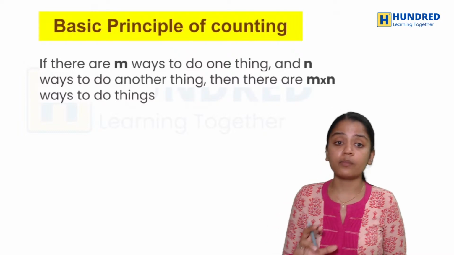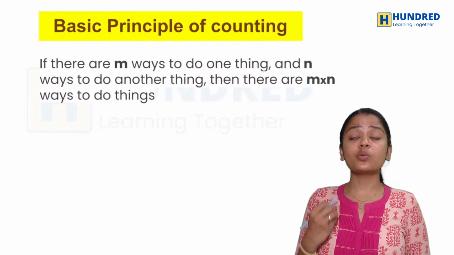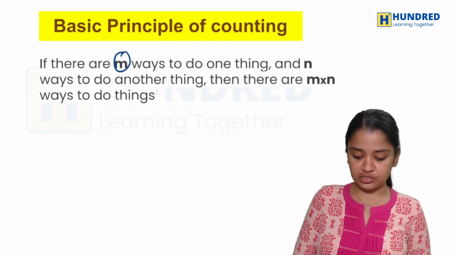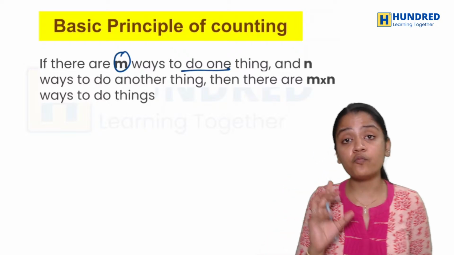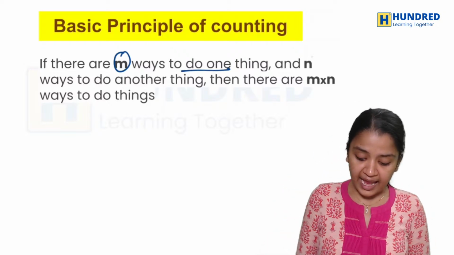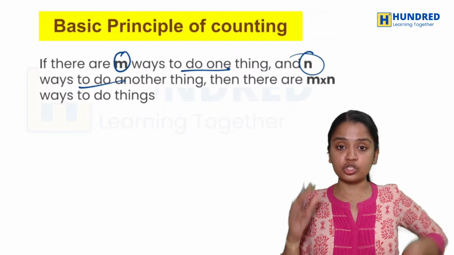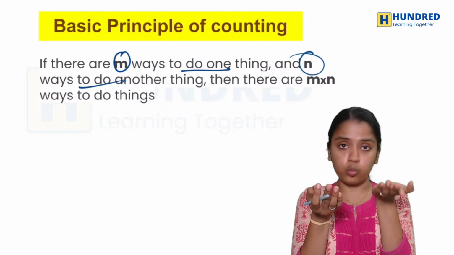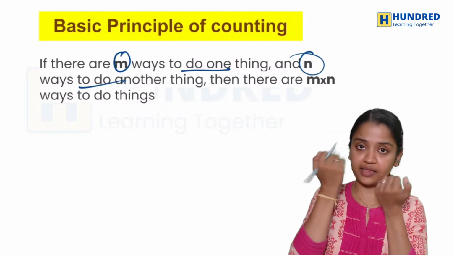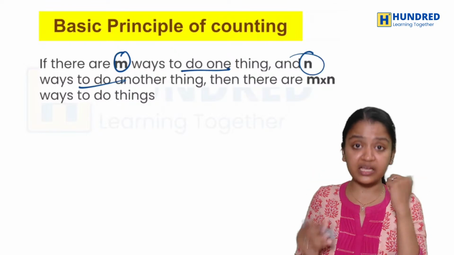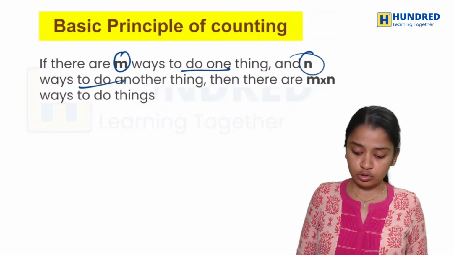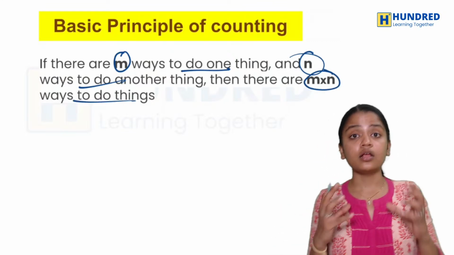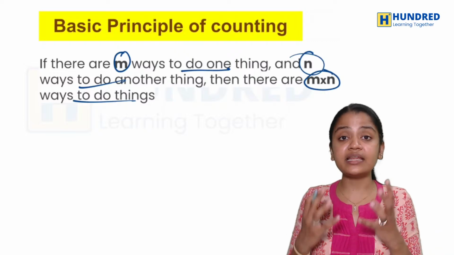Now let's talk about the basic principle of counting. What is the basic principle of counting? Suppose there are m ways to do one thing and n ways to do another thing. Generally you're taking two things. In this case, how do you define the total ways? There are m into n ways to do the things.